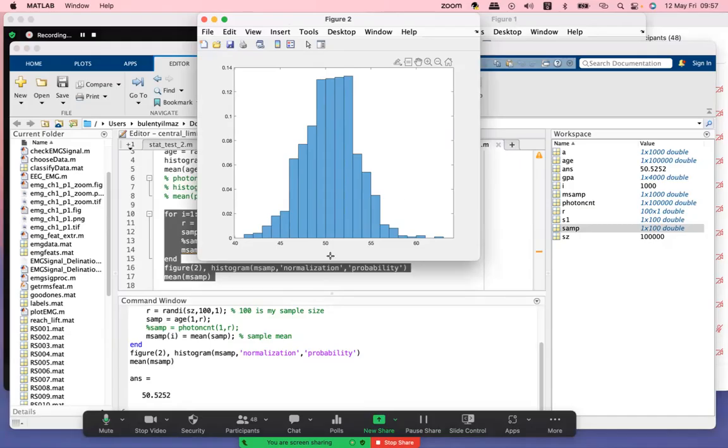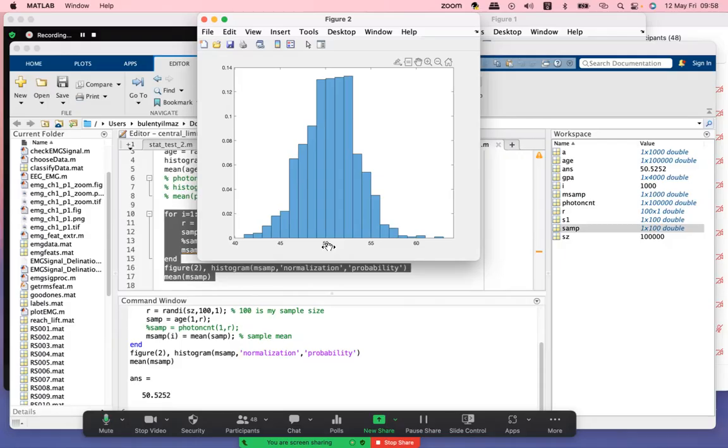The sample mean distribution's mean is going to be the mean of the population. Okay, that's what the central limit theorem says. If I take many samples from the population, and I take the mean of those samples, the mean of those means will be equal or very similar or very close to the population mean.